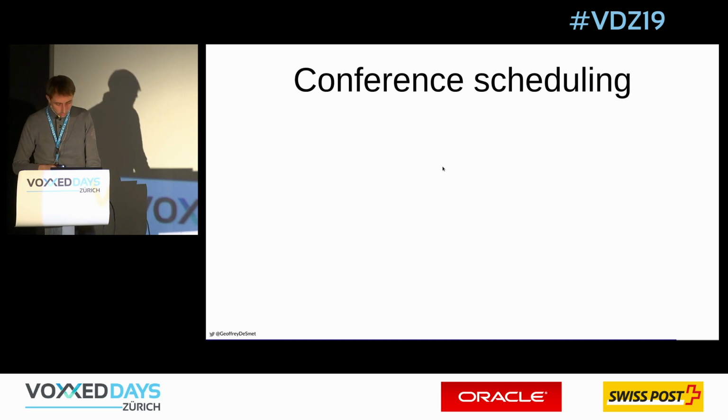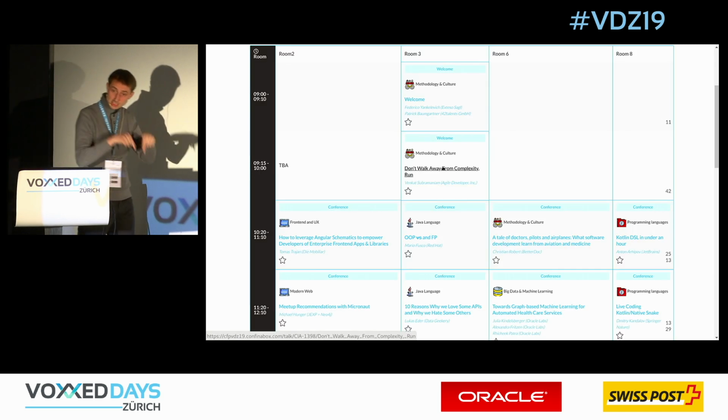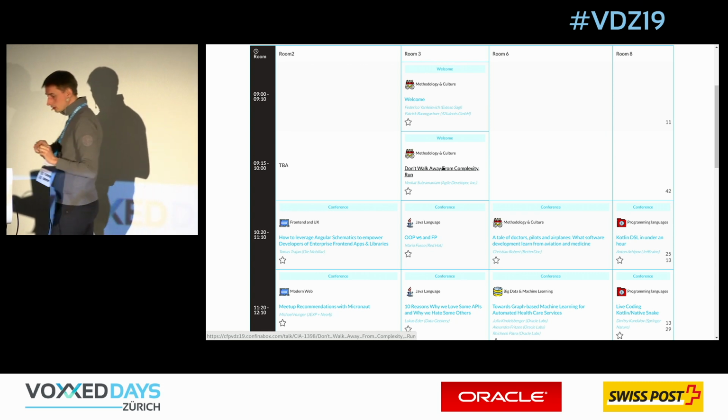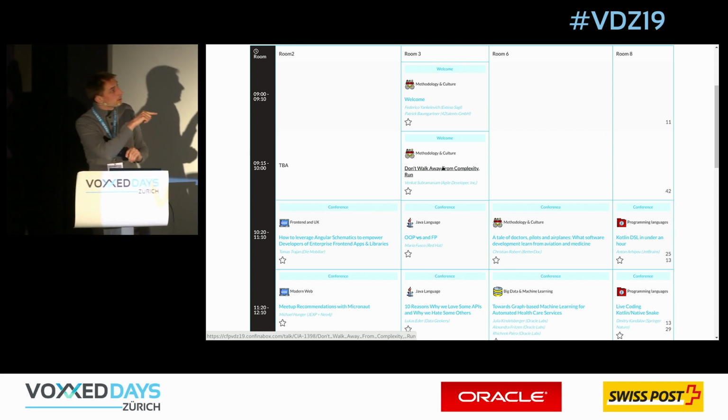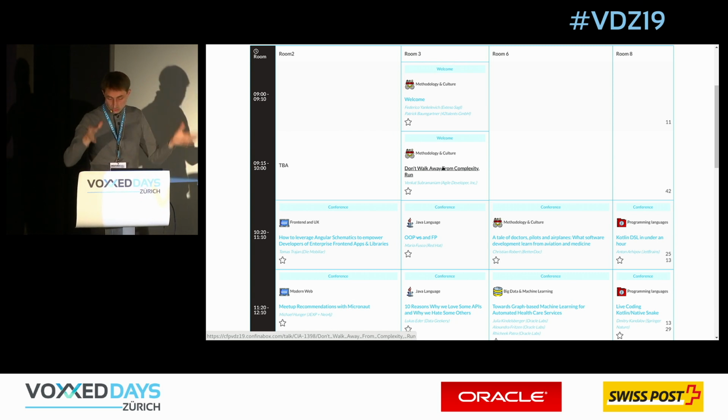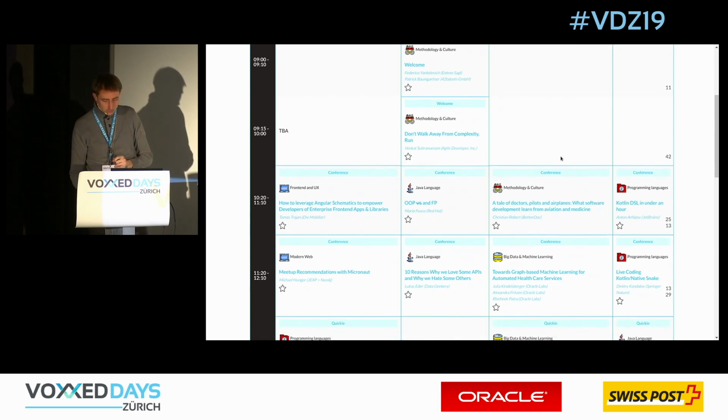So one of the use cases is conference scheduling, and we actually use this for the schedule for Voxxed Days Zurich. Every talk is assigned by OptaPlanner to a room and a time slot, given of course all the constraints that the organizers wanted to put in there. And how do you notice this?